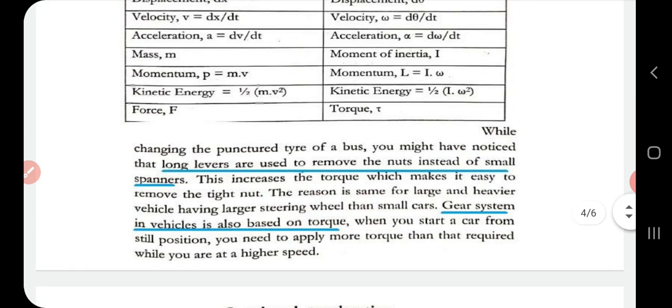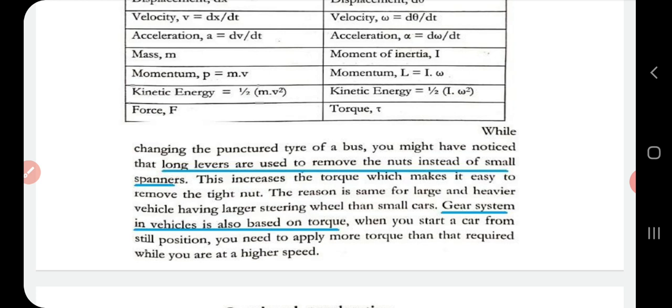Now some of the examples for the existence of torque: when a tire of a bus gets punctured, we can see that long levers are used in order to remove the nuts instead of small spanners. Why? Because the use of long levers increases the torque, and this will make it easy for you to remove the tight nut. Same reason, large and heavy vehicles have large steering wheels when compared to small cars. Why? Because it increases torque and it will make you drive easy.